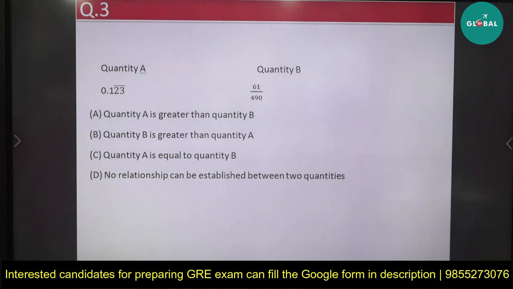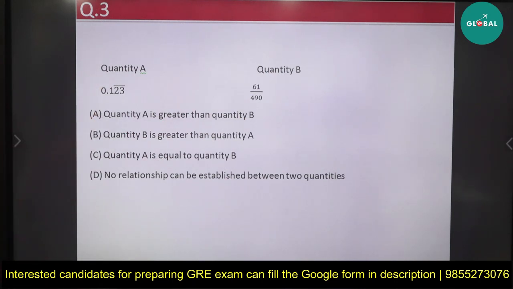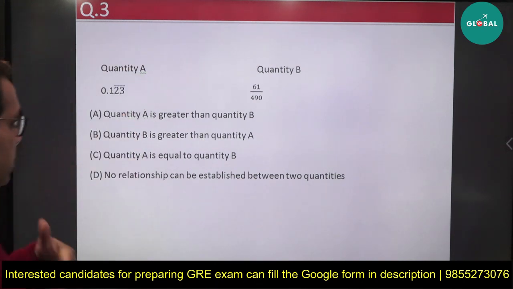So comparison type questions we get in exam. We have two values and we have to compare them. Okay, which one is greater or both are equal or no relationship can be established. So this one is a simple fraction. Now what is this? This symbol, this bar. So you must be aware about this bar representation. This is used when digits repeat. Okay, group of digits repeat.